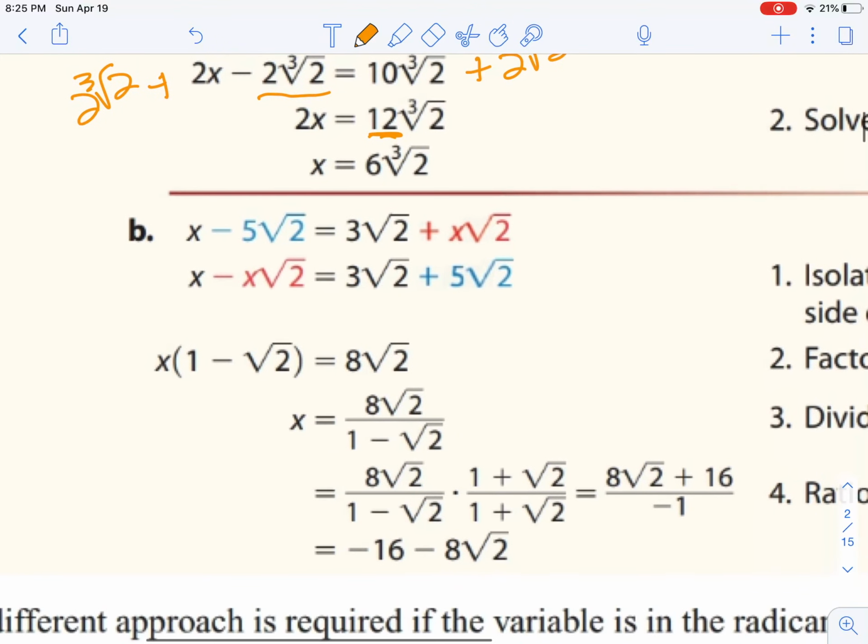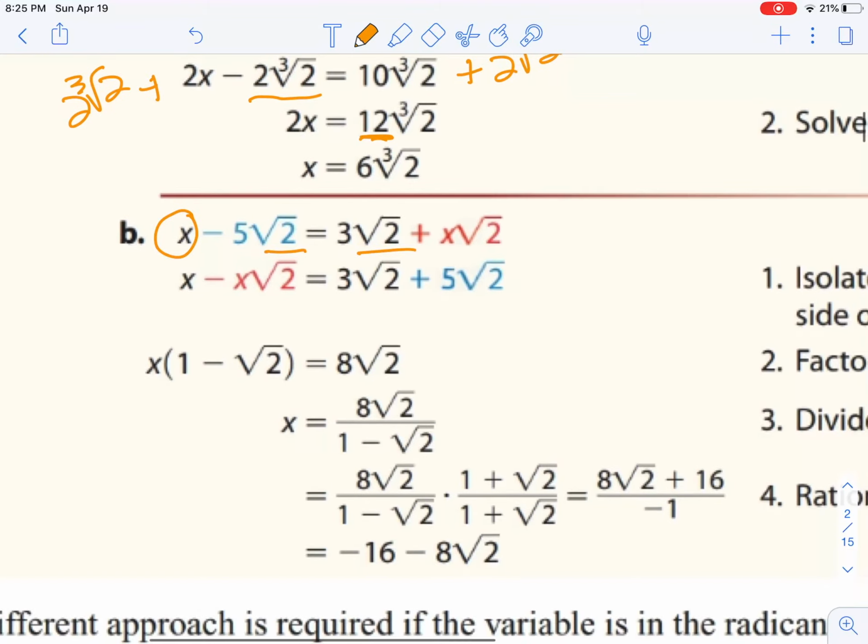In this one, x is here all by itself. We have a square root of 2, a square root of 2. So that seems pretty easy. That means it's x minus 5 times the square root of 2 equals 3 times the square root of 2 plus x times the square root of 2. But, ooh, I've got an x over here. I have to isolate that as well.